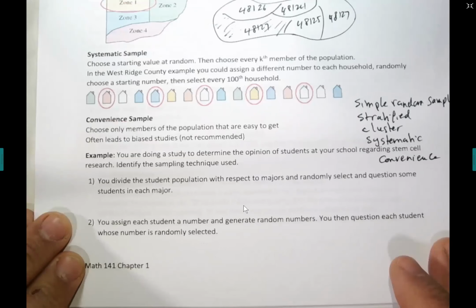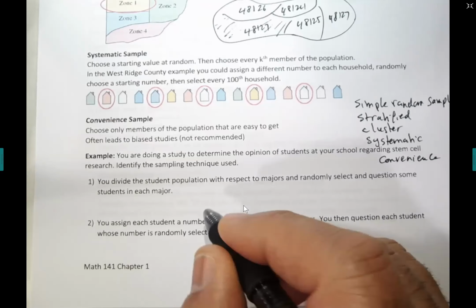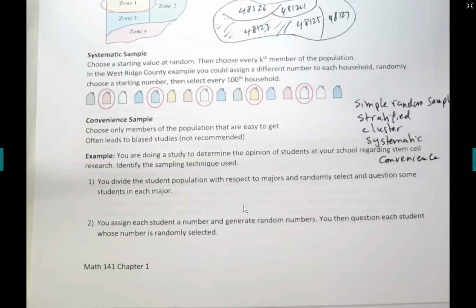You divide the student population with respect to majors and randomly select and question some students in each major. So we divide the groups into majors: biology, statistics, chemistry, business, etc. And then we select from each major. What do you think the sampling technique is called here? Stratified.